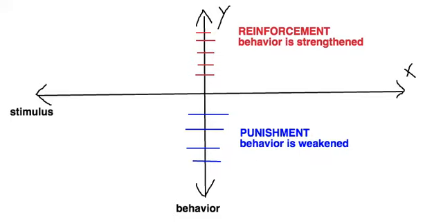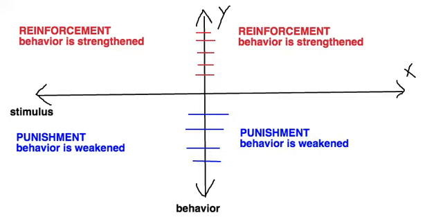So our upper quadrants are going to be called reinforcement because that is where the behavior is strengthened, and the lower quadrants are going to be called punishment because that is where behavior is weakened or occurs less frequently. If you can memorize this, you're well on your way to understanding this topic. Again, what does reinforcement do to behavior? Let me hear you. That's right, it increases or strengthens it. And what does punishment do to behavior? Let me hear you. That's right, it decreases or weakens it.